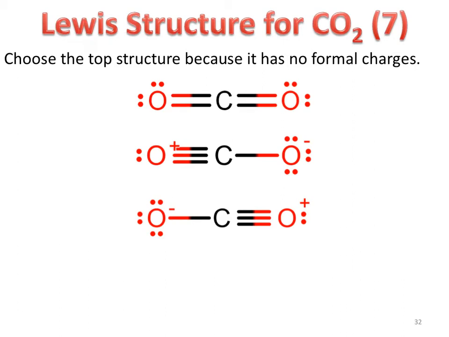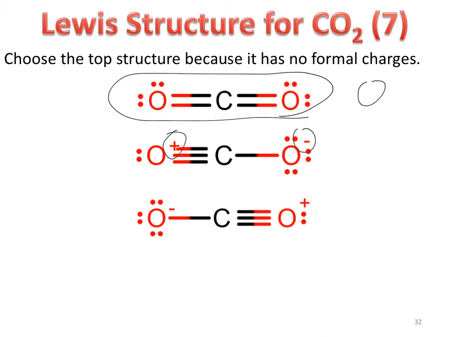For carbon dioxide, this top structure is the best structure because it has no formal charges. The second structure has 2 formal charges, and the third structure has 2 formal charges. They are really not good structures for us to use. In addition, there's this formal charge of a positive on oxygens, and oxygens generally do not like to have positive formal charges, though it will happen on occasion.